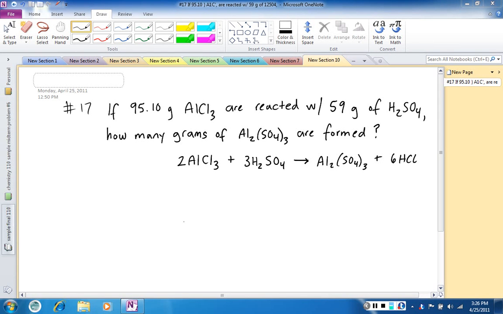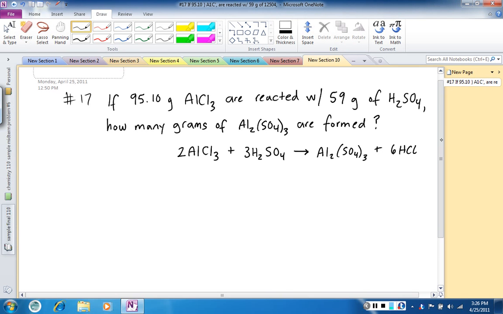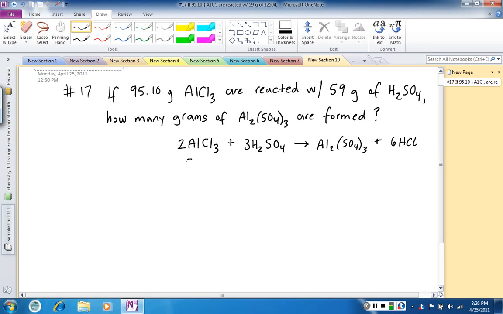This is number 17 on the sample final. If 95.10 grams of AlCl3 are reacted with 59 grams of H2SO4, how many grams of Al2(SO4)3 are formed? This is a straight up limiting reactant problem, and it's telling us that we have 95.10 grams of AlCl3 and 59 grams of H2SO4. It wants to know how many grams of Al2(SO4)3 we can form.